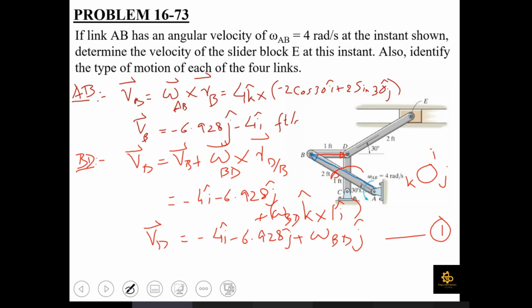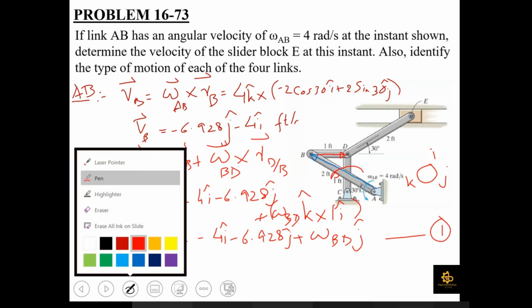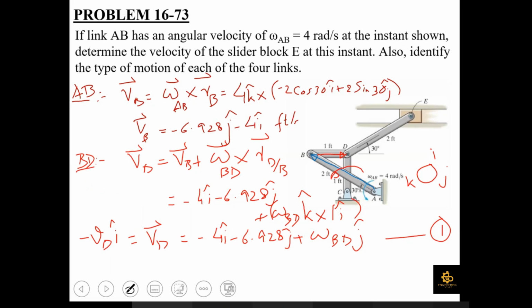Sir, velocity of? D, point D. So towards left होगी. So we don't know its magnitude, but its direction is known to us. So we can write VD vector equal to minus VD I. Ye point clear hai? Yes, sir. Okay, so now you compare the I and J coefficients on both sides of this equation.